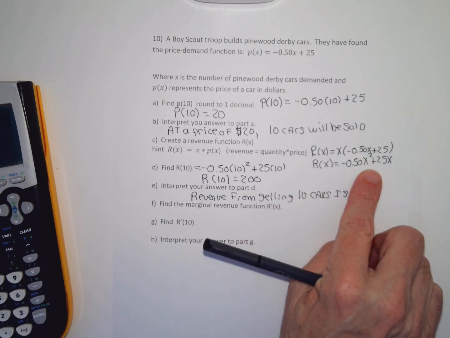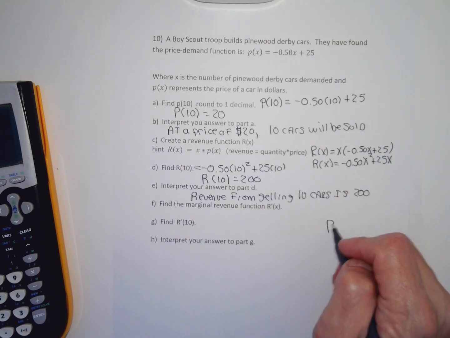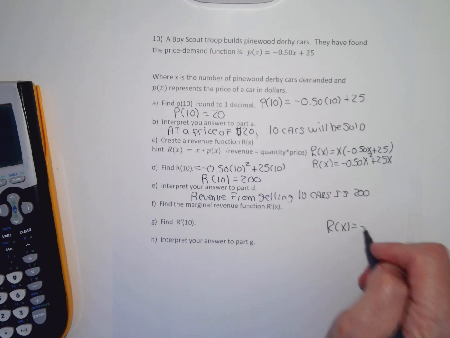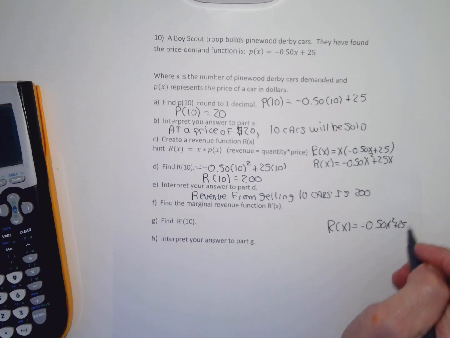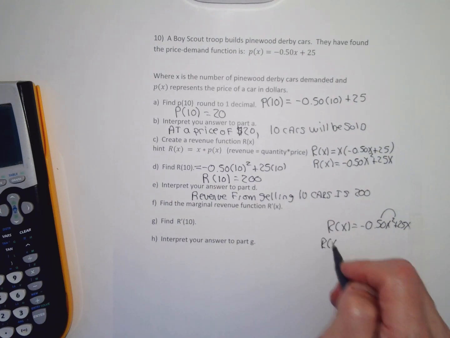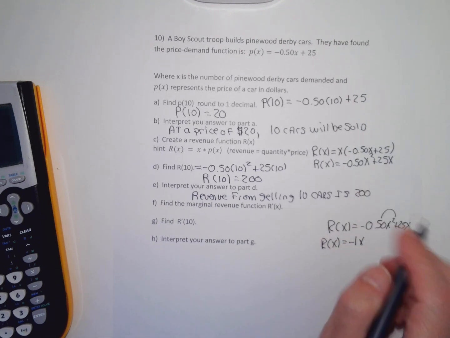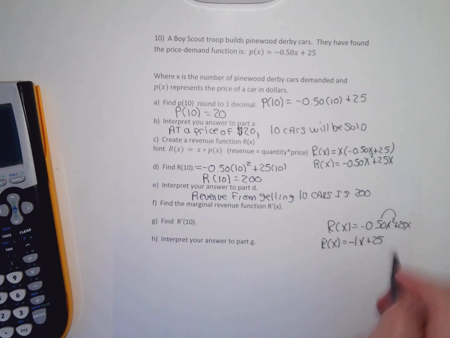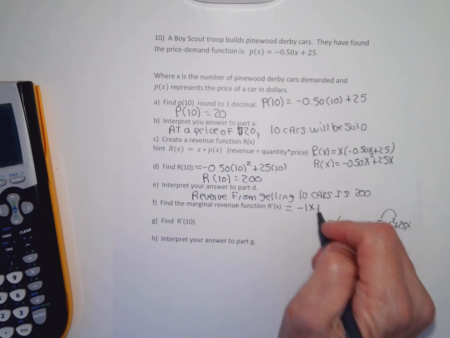Last few parts, find the derivative or the marginal revenue function. To find the marginal revenue function, I take the revenue function, I do its derivative, and it's an easy derivative. So I'm going to go 2 times negative 0.5, and that's going to give me negative 1 x to the first power, and the derivative of this 25x is just 25. So my marginal revenue function, the derivative of the revenue function, is going to be negative 1x, I don't need to write the 1, but I can, plus 25.